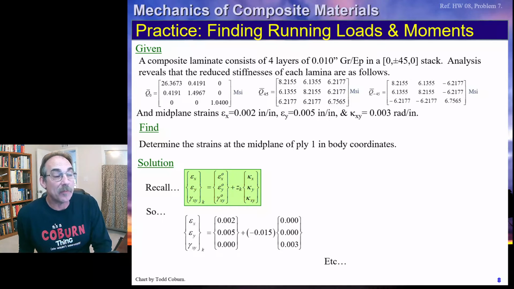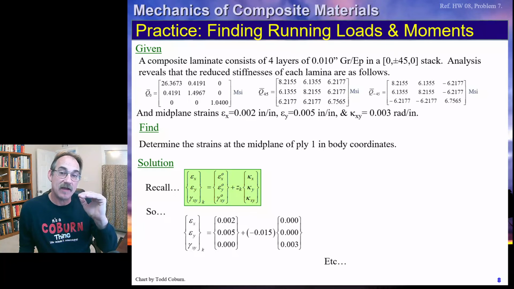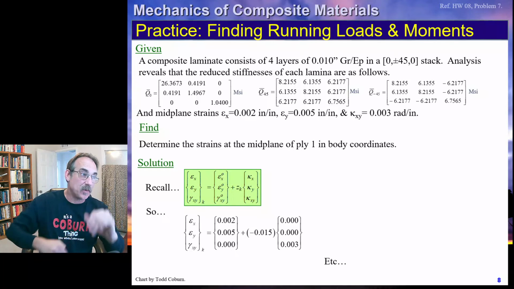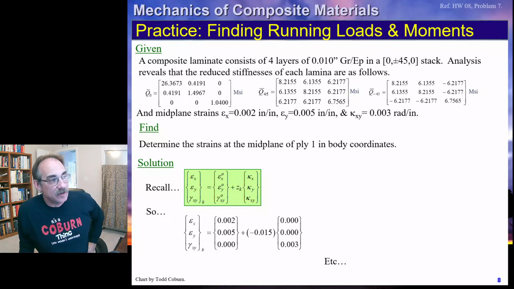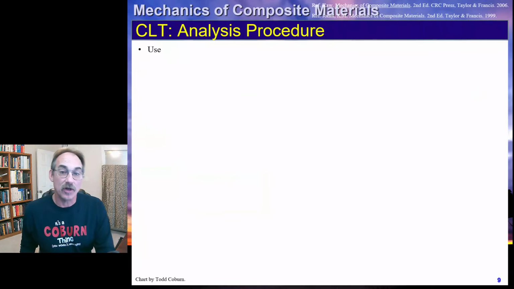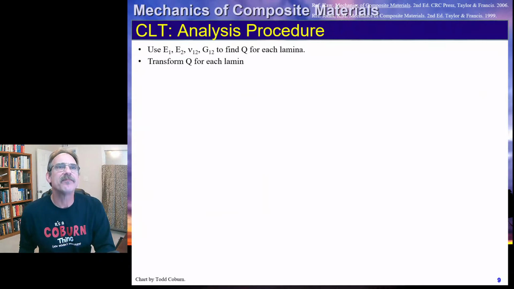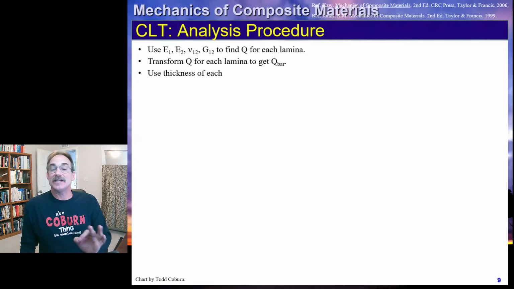And because we're talking about ply number 1, which has Z bar at minus 0.015 because it's above the midplane and positive is pointing down, we can just plug this in and this will give us those strains. Once we have these strains, we then can convert those to stresses and transform them. So that is our basic approach.